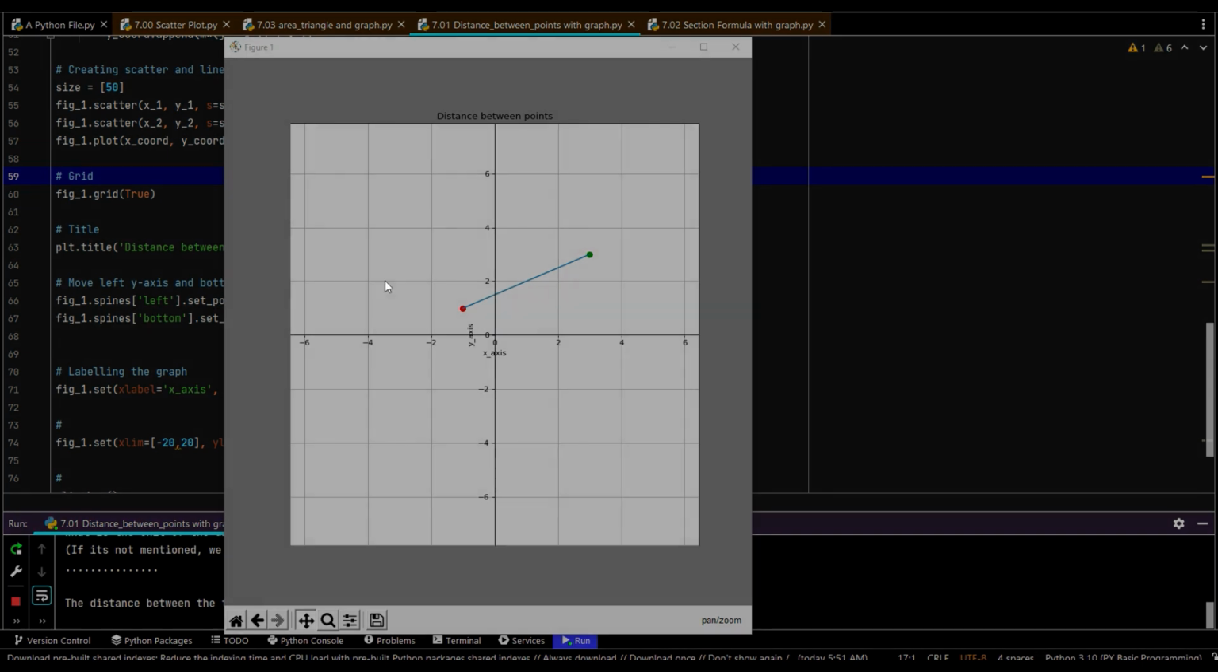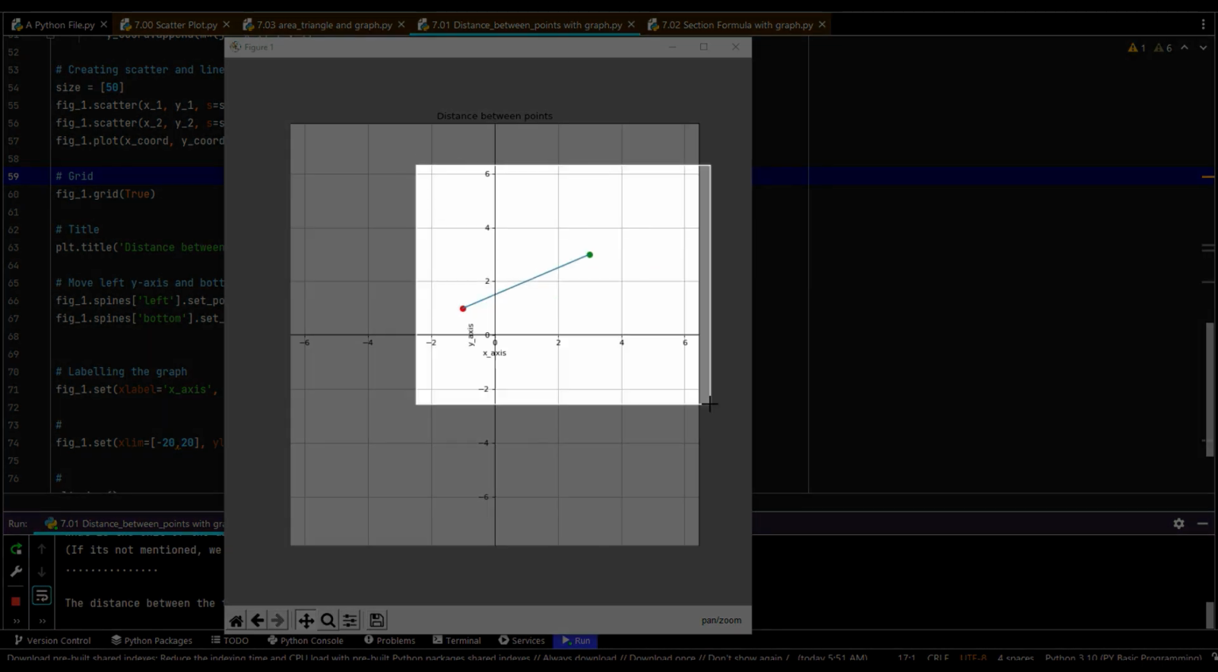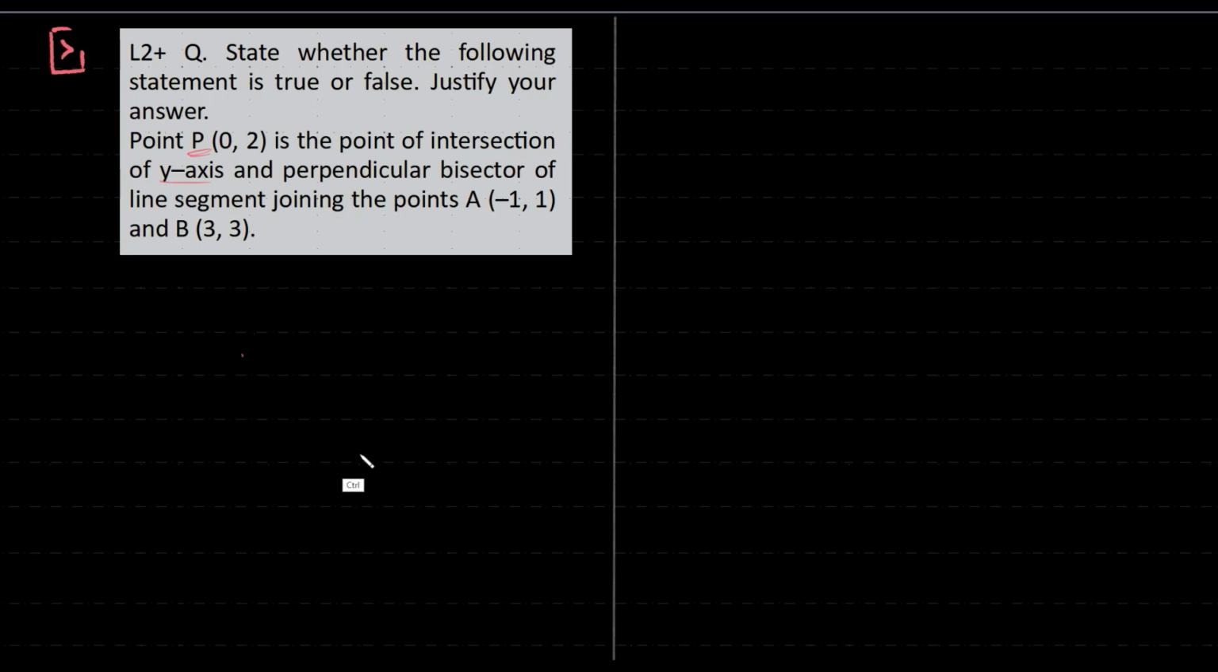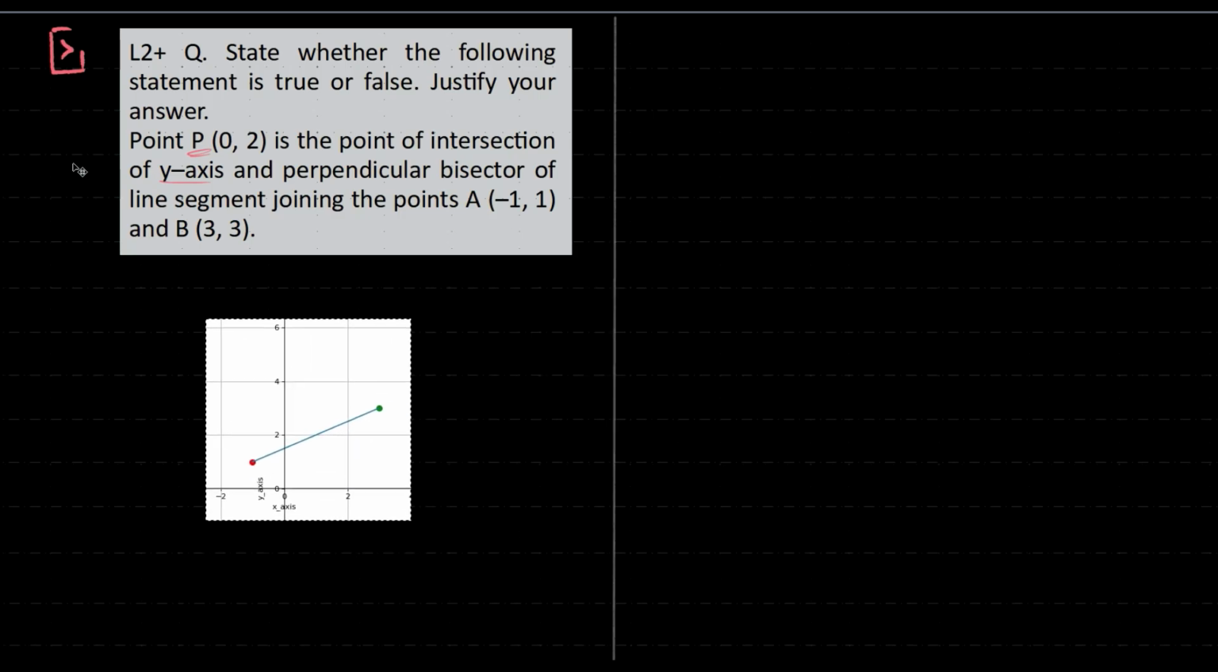The question is telling that, say we have a perpendicular bisector for this. So for these 2 points, that is the line joining these 2 points, we have a perpendicular bisector. So basically this is A and B, and say point M is our midpoint. Drawing a perpendicular line through this point will give us the perpendicular bisector. The question is, the perpendicular bisector and the y-axis, they meet at 0, 2. Is it true or false?